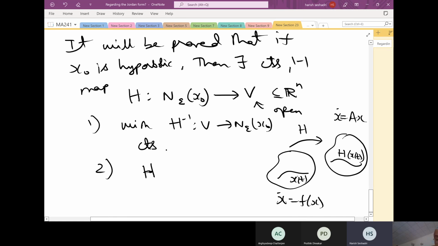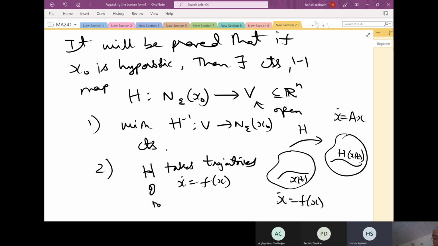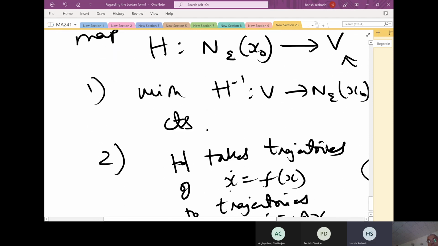So H takes trajectories of x dot equal to f of x to, I mean everything locally, by the way. All the attention is confined to a neighborhood of radius epsilon around x naught. So outside that, H is not even defined. To trajectories. Trajectories means solutions. As sets.